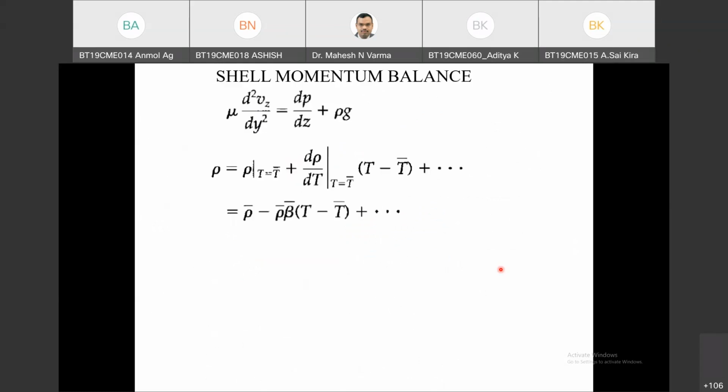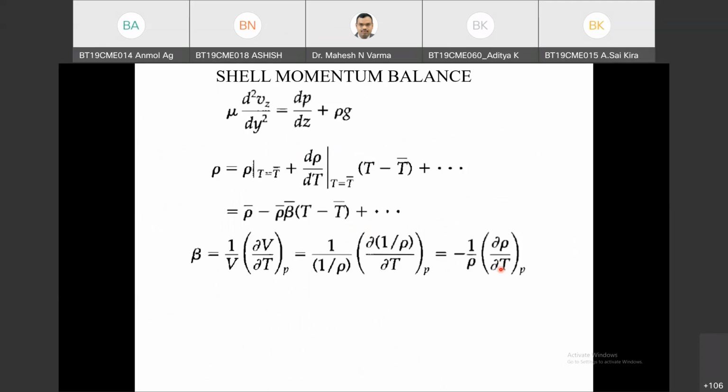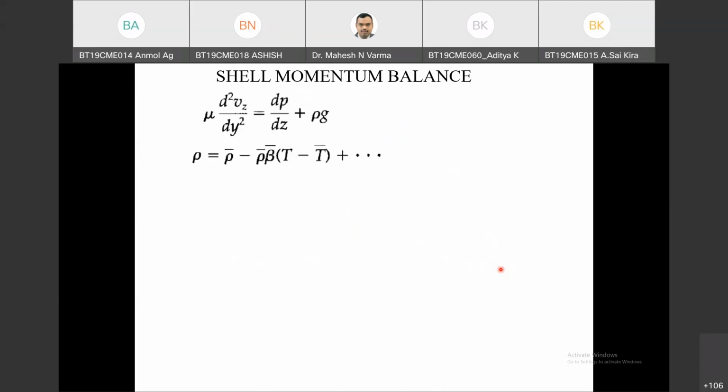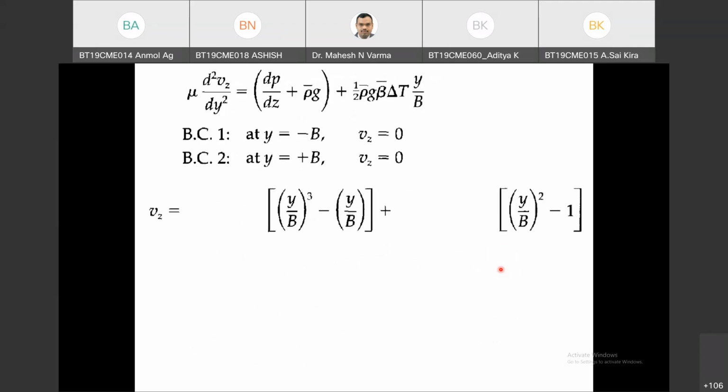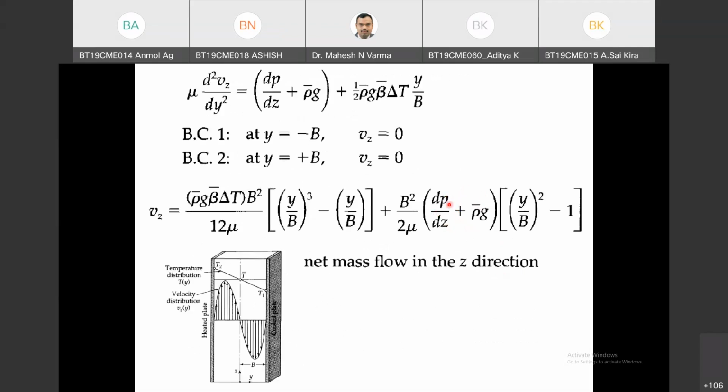Integrating this equation twice, substituting the definition of density in terms of variable temperature using buoyancy, because this density variation itself is responsible for velocity. So this is the coefficient of volume expansion. Now integrating this equation twice and substituting all boundary conditions, this is the velocity profile, and this equals 0 when delta t square is neglected.